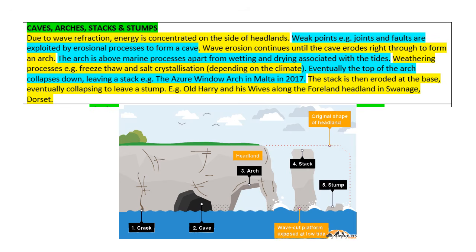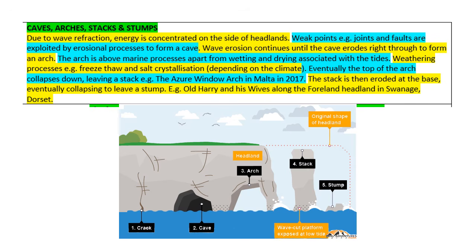Now the arch is above marine processes, apart from the tides, wetting and drying. So it's now weathering processes that act on the arch. So freeze-thaw, salt crystallization, depending on the climate. You've got seaweed, you've got seabirds, you've got mollusks.